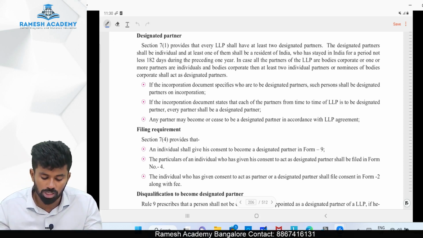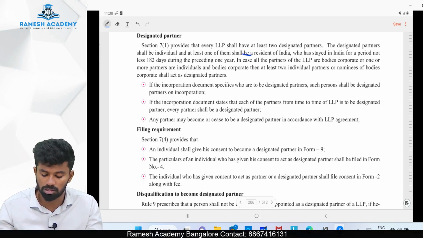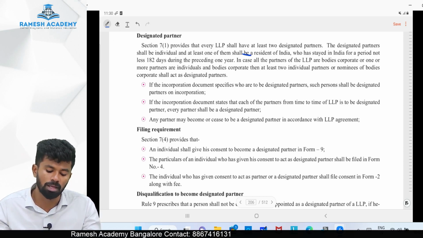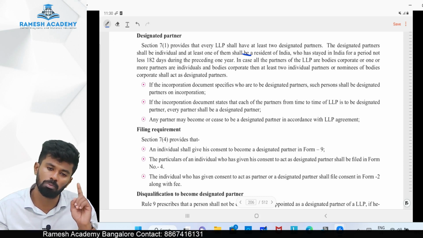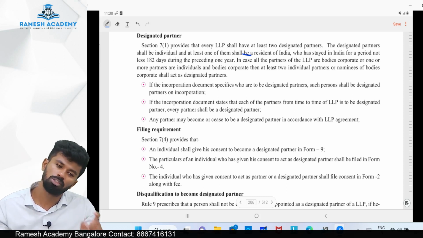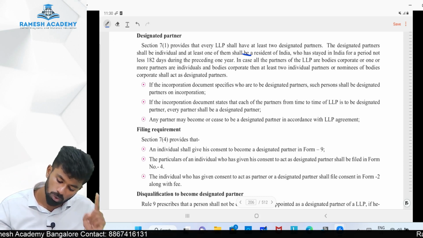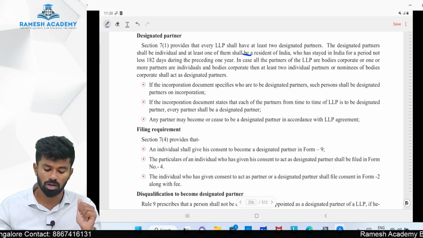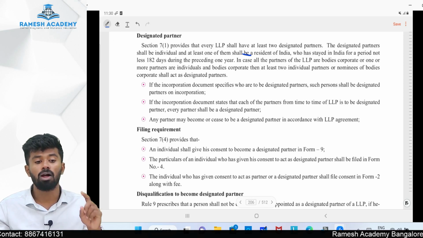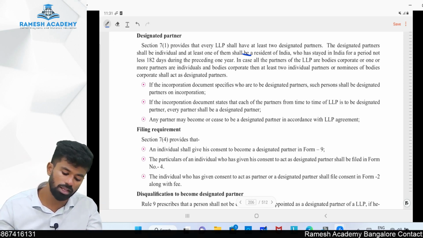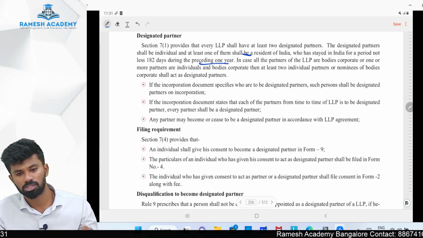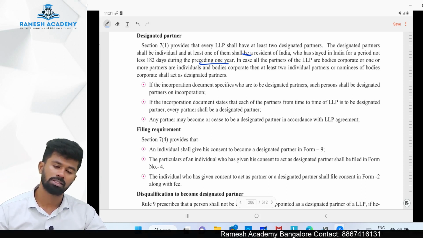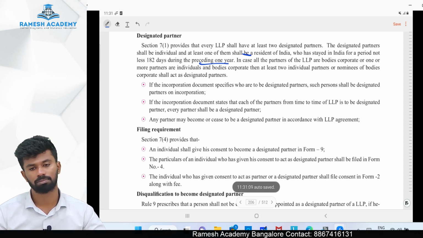Every LLP shall have at least 2 designated partners. The DP shall be an individual and at least one of them shall be a resident of India. Same like board of directors. Out of them, one shall be a resident of India. Who is a resident of India? The one who has stayed in India for a period of not less than how many days? 182 days in the preceding 1 year. In the preceding 1 year, if he has stayed for 182 days, then he is considered a resident of India.